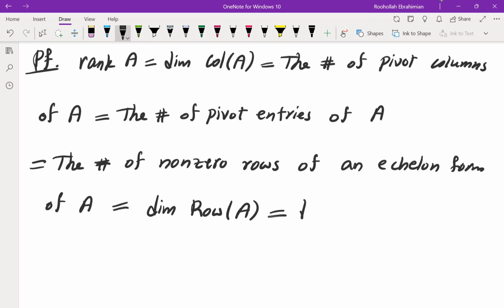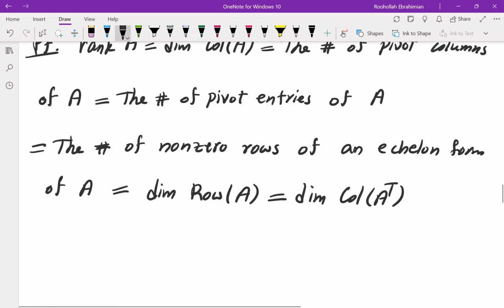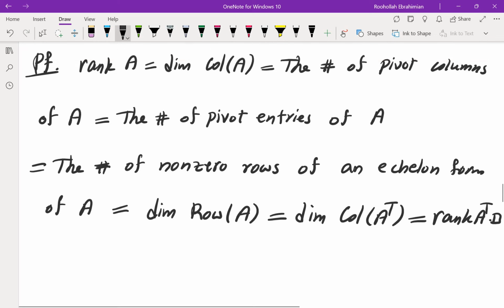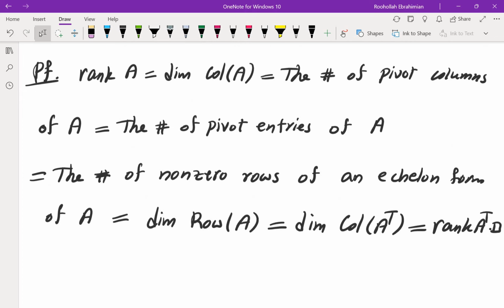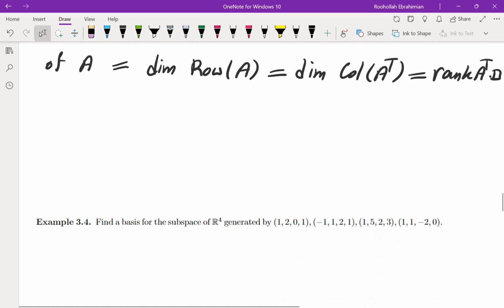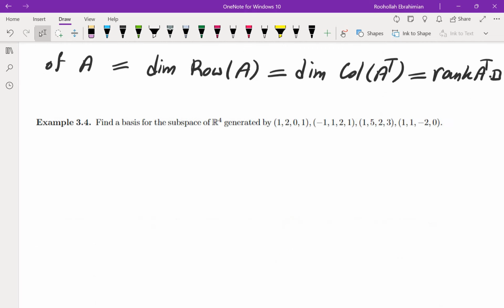But the dimension of the row space of A is the same as the dimension of the column space of A transpose, because rows of A are columns of A transpose. So the row space of A is exactly the same as the column space of A transpose. And that's the rank of A transpose. So rank of A and rank of A transpose are the same. The dimension of the row space and the dimension of the column space are in fact the exact same thing. So that's an interesting fact about every matrix.